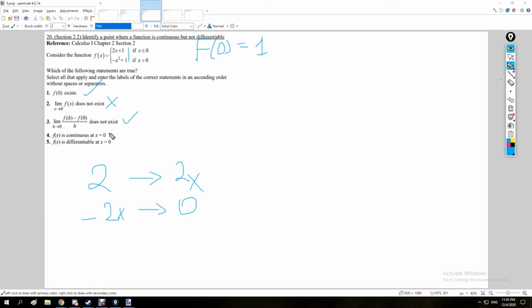Number 4, as we already said, f of x is continuous at x equals 0. Number 5 is incorrect because, as we said already, it's not differentiable at x equals 0. Again, if this kind of question comes written, you have to use the method with limits, but if it comes as multiple choice, there's just an easy way to solve it.